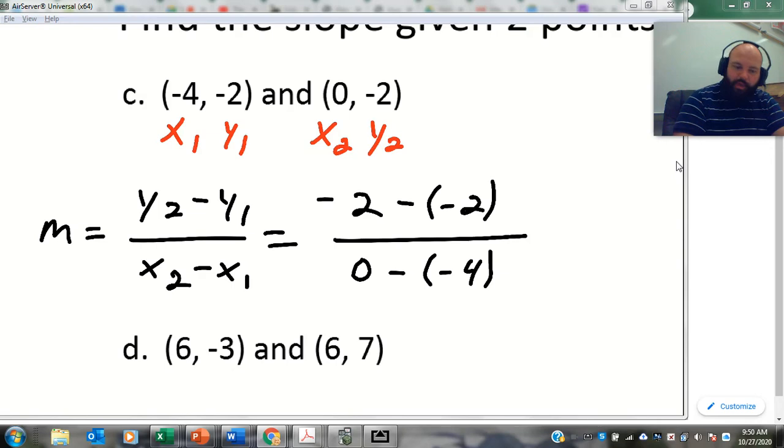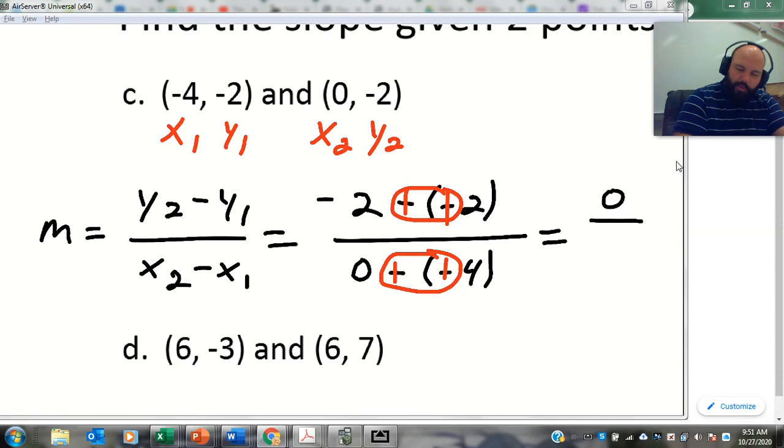Now we have some simplification to do. You can see we have a double negative right here. We have a minus and negative, so that becomes positive. We also have a minus the negative like this. Okay? And that becomes positive. So what we ultimately end up with on the top is we have negative 2 plus 2. Well, negative 2 plus 2 is 0. And then 0 plus 4 is 4.